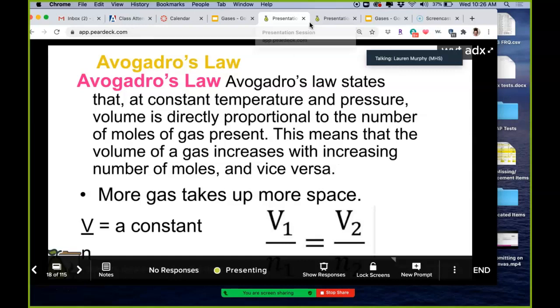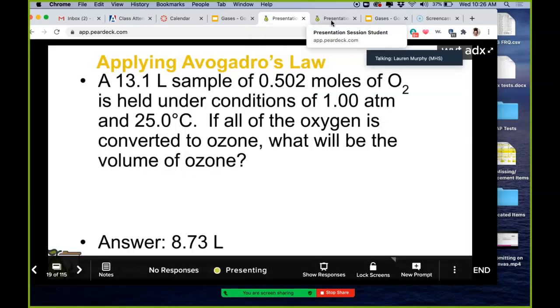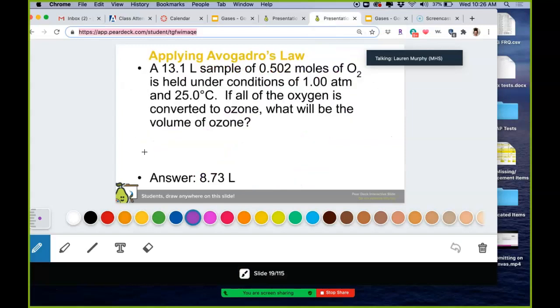All right, so let's try this. Now this one is a little bit trickier. It says a 13.1 liter sample of ozone or oxygen is held under condition. So this part right here is just telling you that temperature and pressure aren't changing. It's going to be under set conditions.